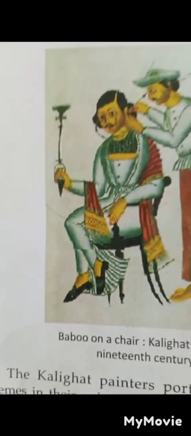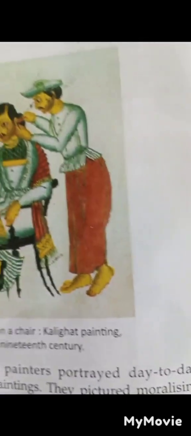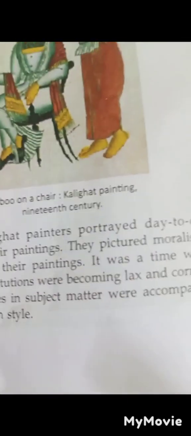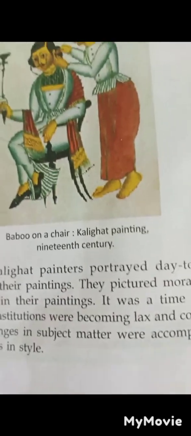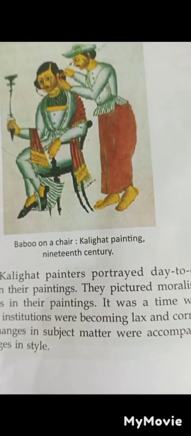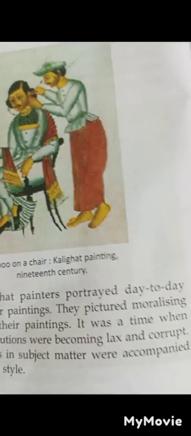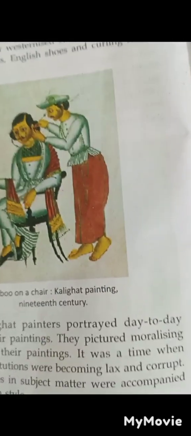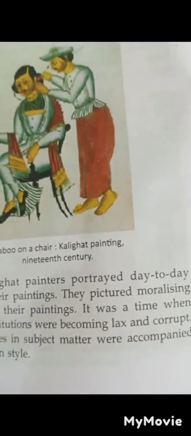Okay, it was a time when religious institutions were becoming lax and corrupt. Yes, obviously, at that time it was like this only. The institutions were becoming lax and corrupt. Lax means not having high standards. So these things were also presented, which the painters were trying to show.